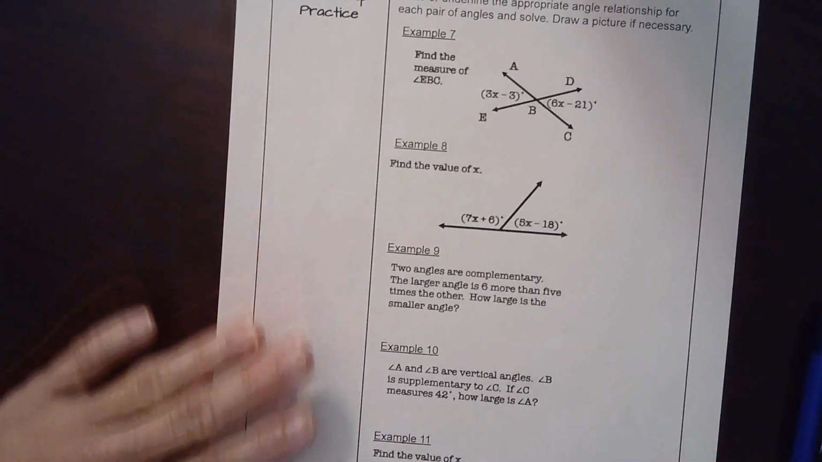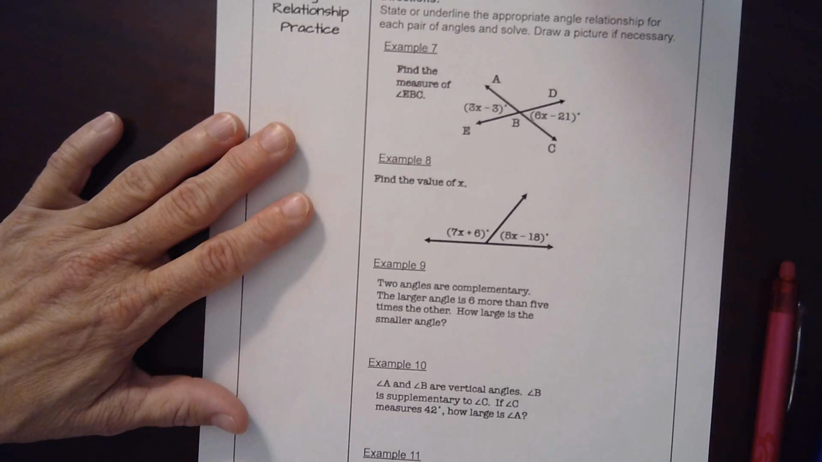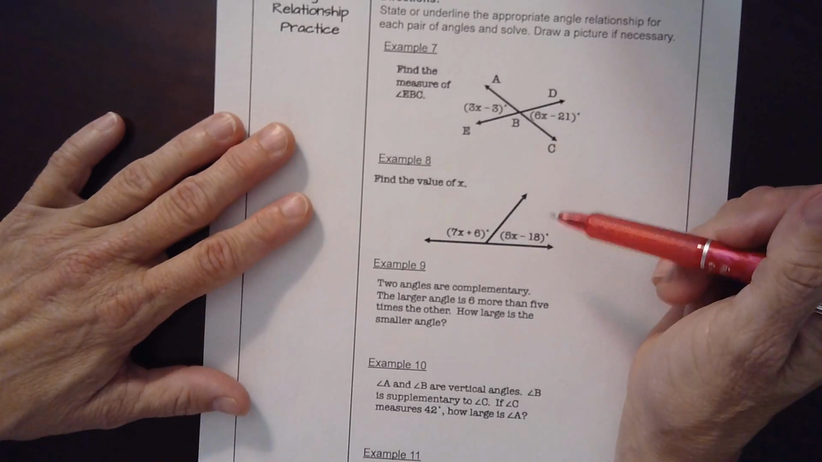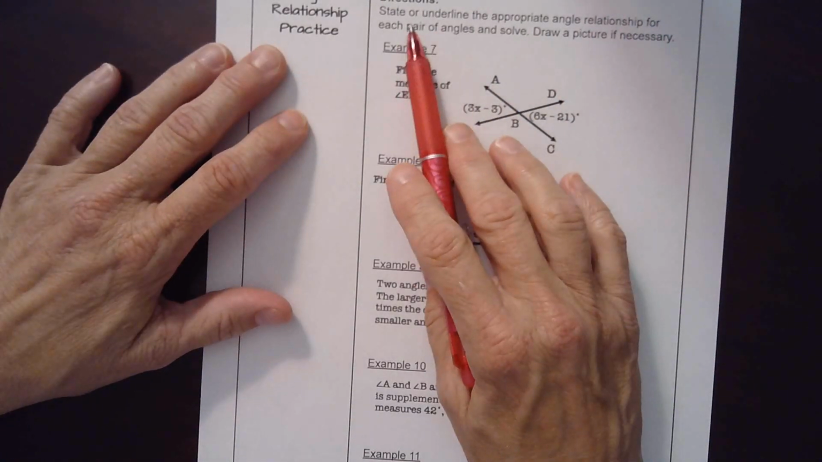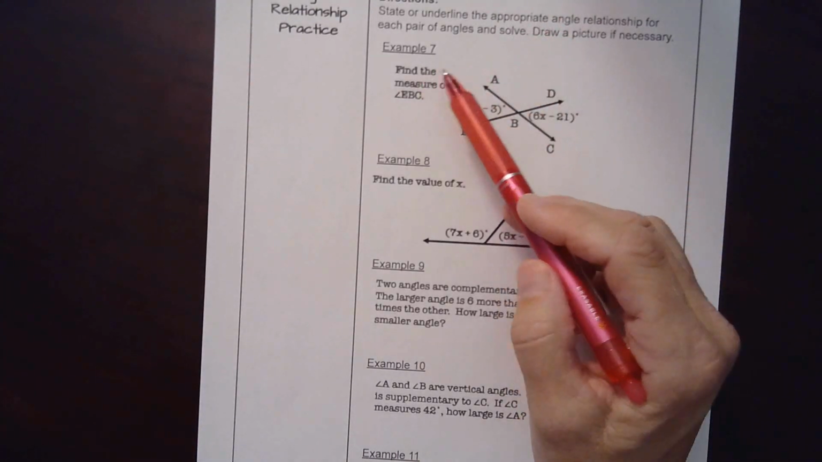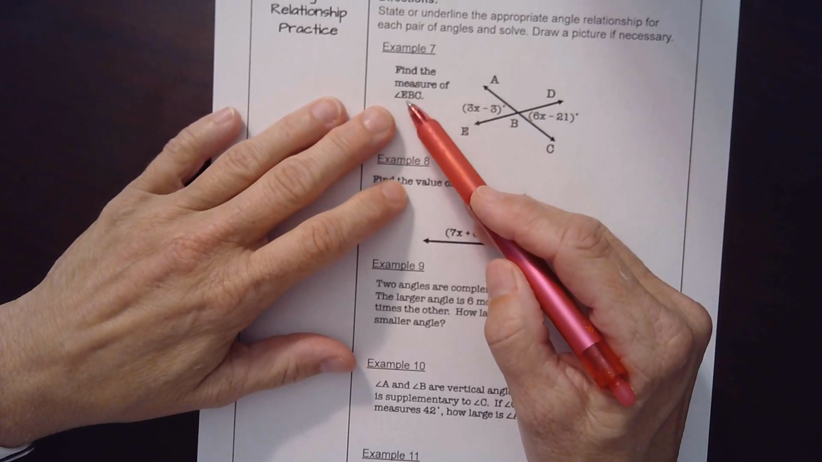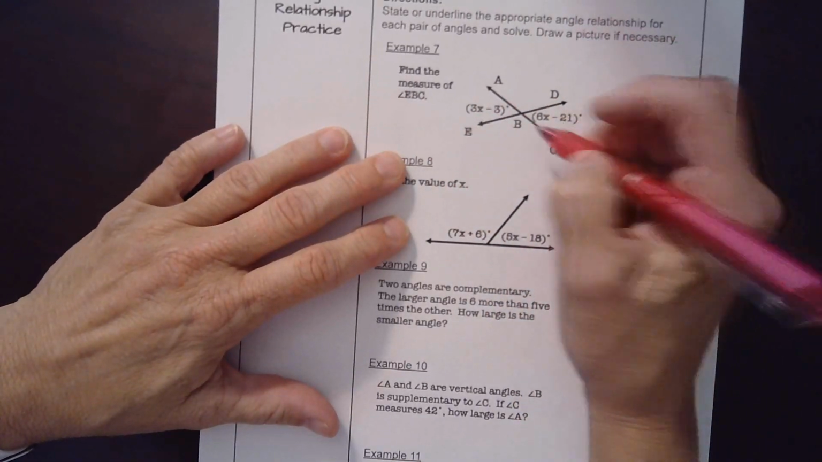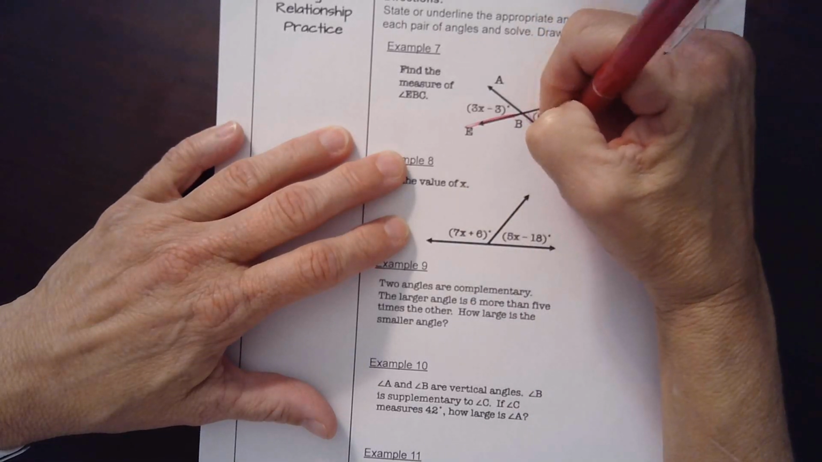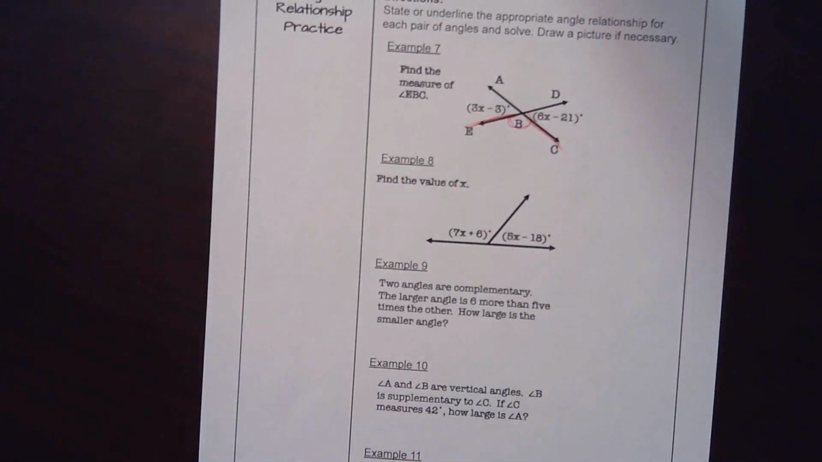All right, now let's put some of this into practice. Let's do a few examples. Example 7 says, find the measure of angle EBC. So this angle right here is what we're trying to find. Ooh, we have a lot of work to do.